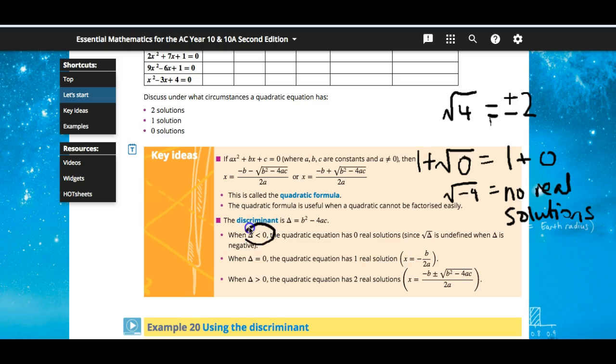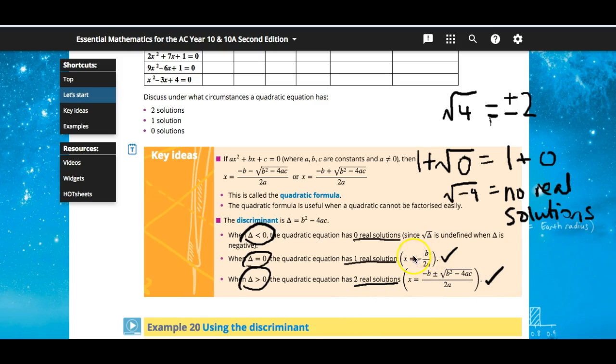When your discriminant is less than 0, the quadratic equation has 0 real solutions. So no real solutions. When your discriminant is equal to 0, we have one real solution, so that's what I did here. And when your discriminant is positive, or greater than 0, we have two real solutions. So if you have one real solution, that's just what you need to do. And if you have two solutions, that's what you need to do.